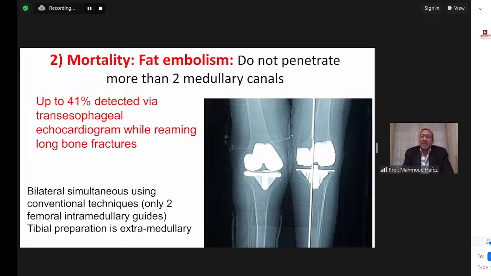Okay, so that fat embolism, we know from literature that if you do bilateral, the fat embolism risk can go up to 16%. But also we know from the literature for trauma that if you do reaming, for example, bilateral femoral fracture, that fat embolism risk can go up to 41%. Okay?